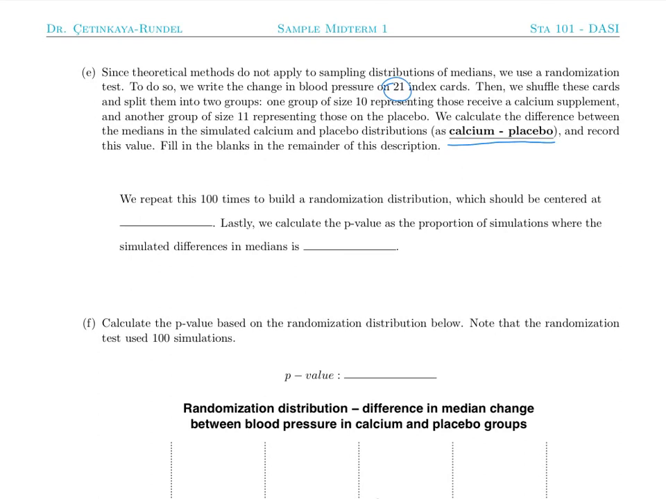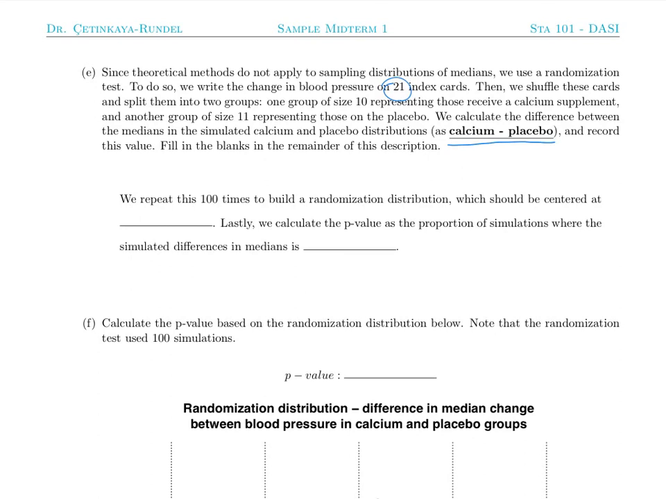How do you know when you're doing a simulation like this which group should be first, like for the cards? So which one? It doesn't matter. This could have said placebo minus calcium. No, sorry, not for that. For when you're dividing them into the different groups. Like which one? Like 10. The first 10 is calcium. The second 10, the rest of the 11, is placebo. Is that what you mean?